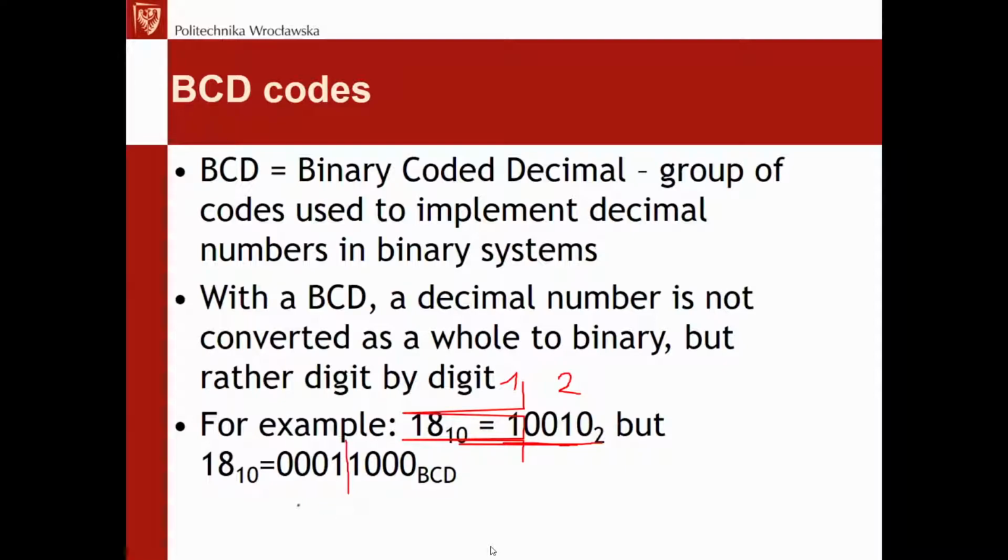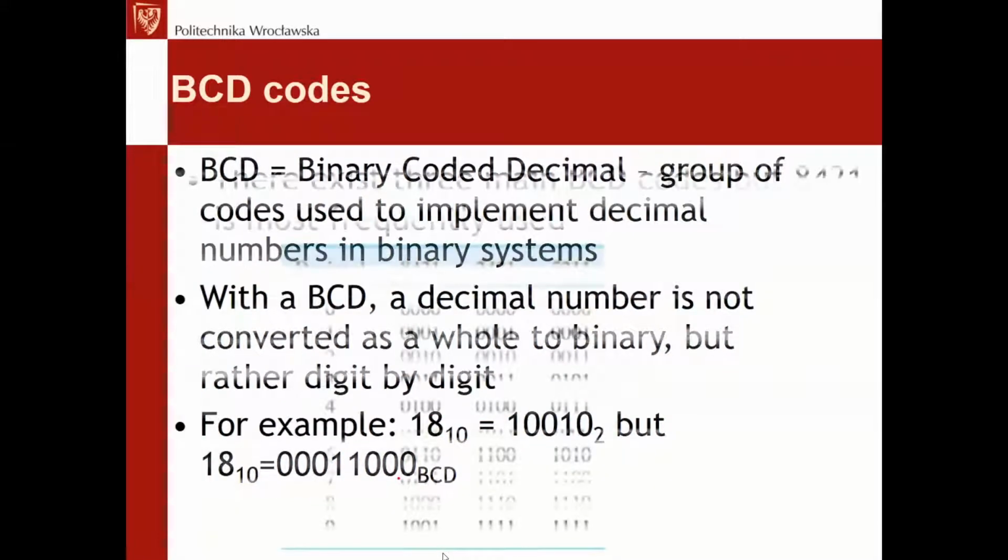Okay, so then 18, for example, is not 10010, but 0001, and then 1 and 3 zeros. That's the BCD coding.